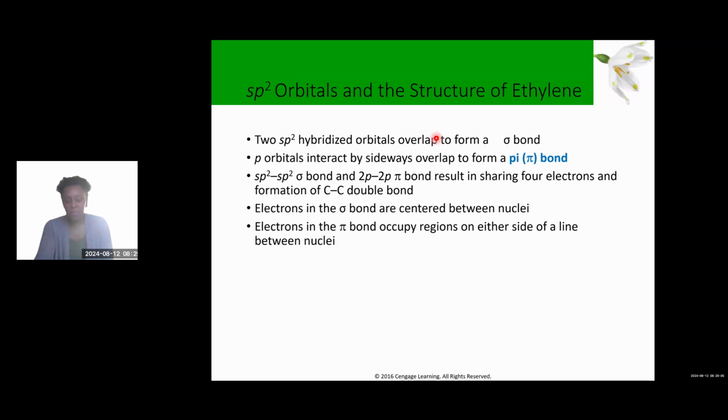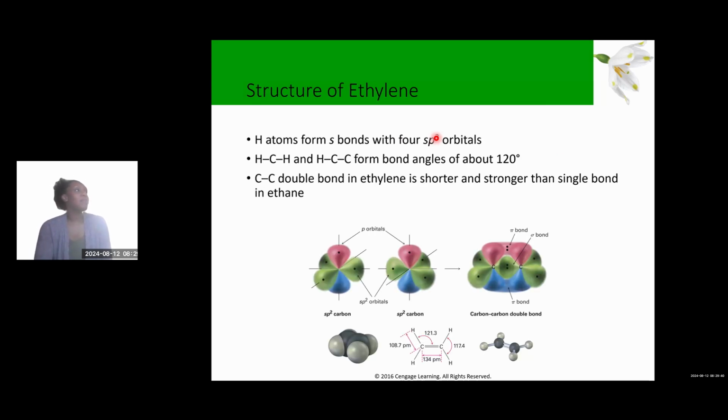So sp2-sp2 sigma bonds and 2p pi bonds result in a sharing of 4 electrons and the formation of a carbon-carbon double bond. So whenever you see those carbon-carbon double bonds, one bond is the overlapping of sp2 orbitals. The other bond is a pi bond, which is an overlapping of the p orbitals. So the electrons in the sigma bond are centered between the nuclei, and the electrons in the pi bond occupy the region on either side of the line between the nuclei. So we're going to see what that looks like.